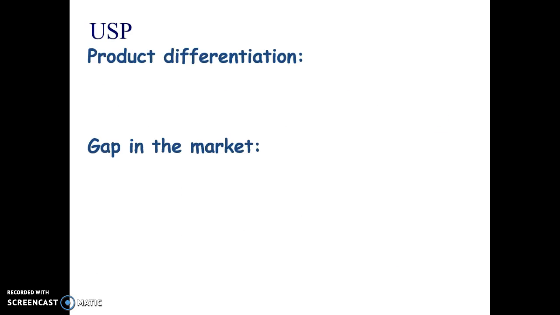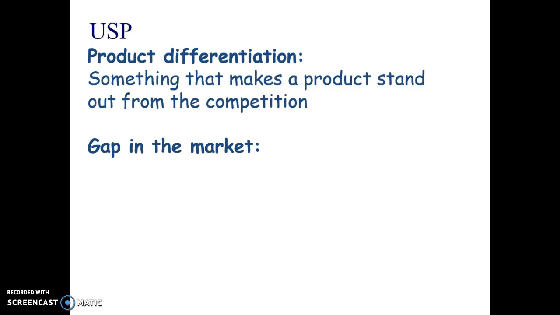Some more key definitions here. Product differentiation is very similar to USP, but I think more products have product differentiation than USPs, because a USP has to be unique, but product differentiation could just be something that makes the product stand out. So it could be something that another competitor product has, but nonetheless it makes it seem different. Most products out there have brands, but each brand is quite different from each other. So that could be product differentiation.